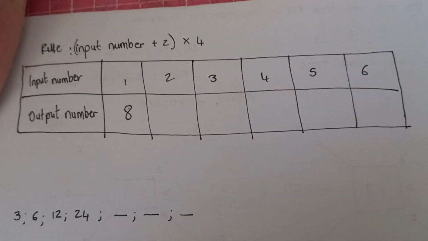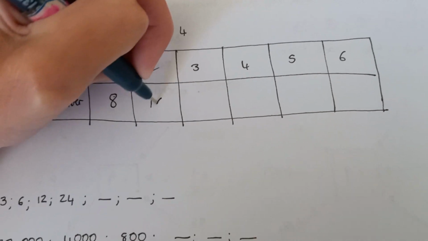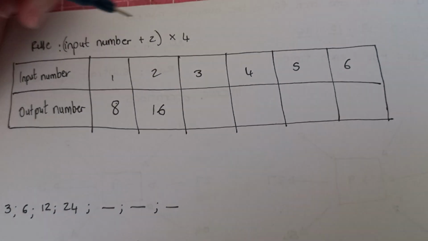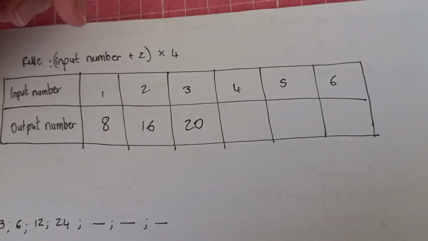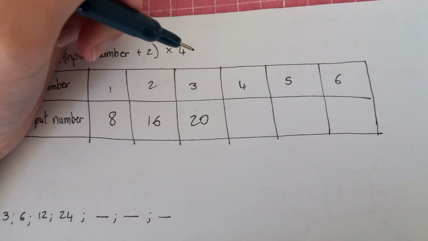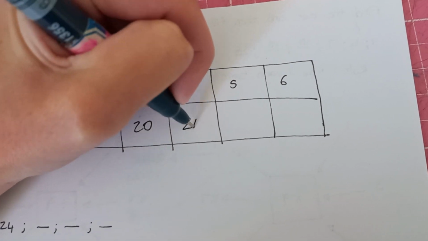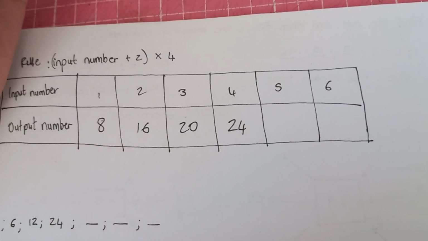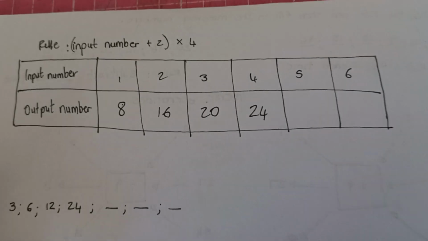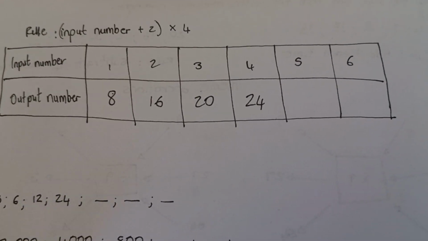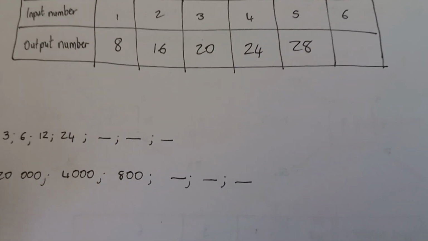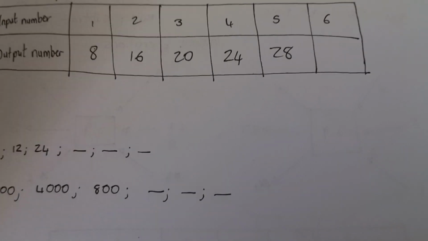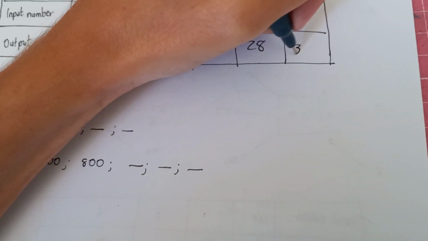2 plus 2, 4. 4 times 4, 16. 3 plus 2, 5. 5 times 4, 20. 4 plus 2 gives you 6, times 4 gives you 24. 5 plus 2 gives you 7. 7 times 4 will give you 28. And then you'll have 6 plus 2, which will give you 8, times 4, which will give you 32. And that's how easy that is.